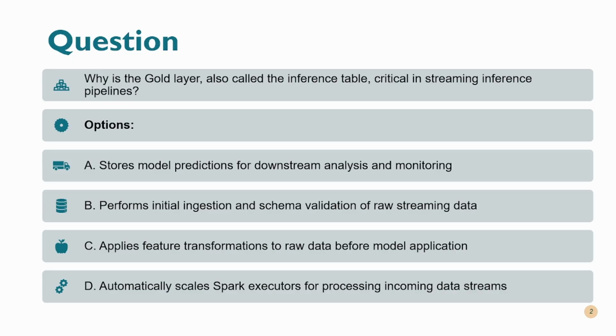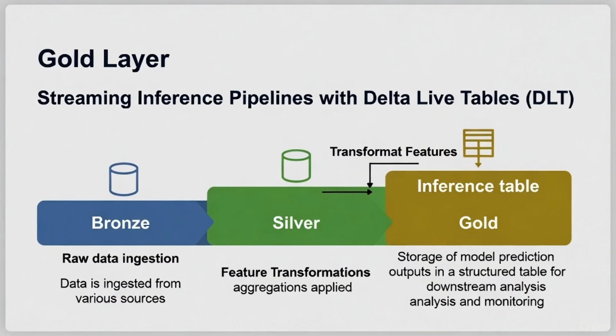You might be wondering why we don't just do this in the bronze or silver layers. Let's break that down together. The bronze layer is all about raw data ingestion. It's messy, it's unprocessed, and it's exactly where we want our original stream to land without any assumptions. Then comes the silver layer, which applies transformations and feature engineering. So by the time data reaches the gold layer, it's been fully prepared for the model, and the predictions generated are stored in a clean, structured format.